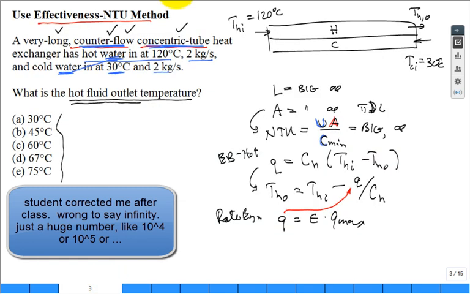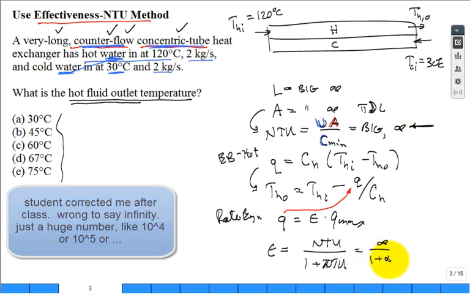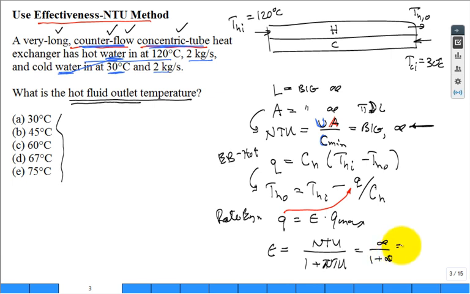So we come over here and you say, what was it? The effectiveness was equal to the number of transfer units divided by 1 plus the number of transfer units. The number of transfer units, we just agreed, went off to infinity. So it's infinity over 1 plus infinity. The choice is, does that mean the effectiveness is either 0, 1, or infinity? Another clicker question. Answer A, B, or C.